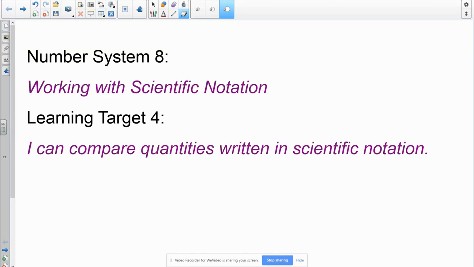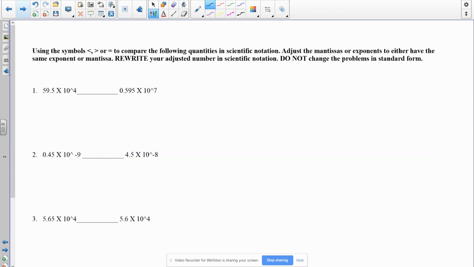Number Systems 8, working in scientific notation. Learning target number 4 is that we are going to compare quantities written in scientific notation. So we're going to compare if one is larger than the other, or, in the storyline case, which pepper is hotter than the other, or how many times hotter. So we're going to get going here.